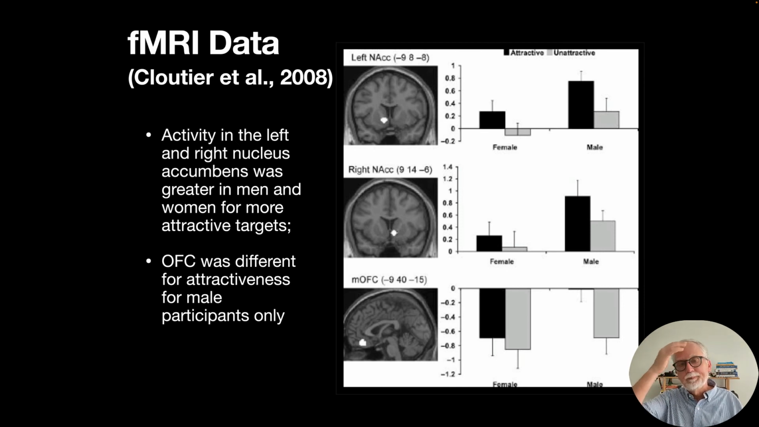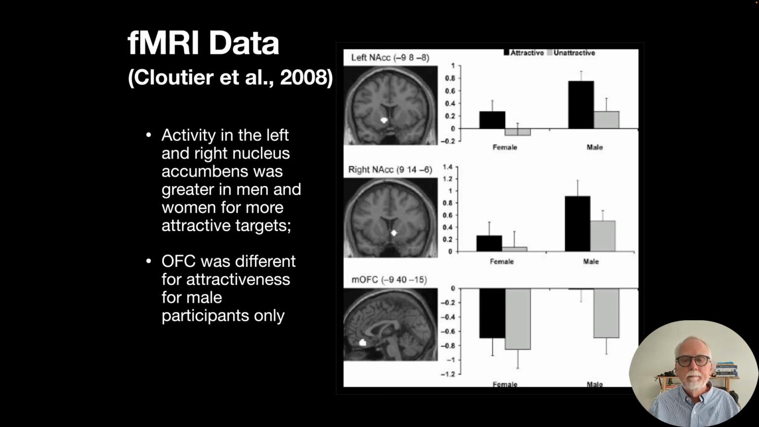And what you can see is that activity in the left and the right nucleus accumbens was greater in men and women when they looked at more attractive targets. So that black bar shows more left and right nucleus accumbens activity for the female participants than it did for the male participants. So, I'll say it again, the dark bar shows us that attractive faces elicit more left and right nucleus accumbens activity, regardless of whether the participant is female or male, okay? Males might be showing a little bit more activity there, but it's the difference between attractive and unattractive that really matters.